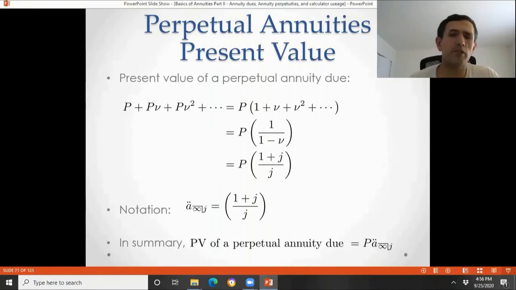Right, so just like before, we use double dots to indicate annuity due, and when P equals 1, we use this actuarial symbol, A double dot infinity j. So P times A double dot infinity j is the present value of an annuity due in perpetuity.